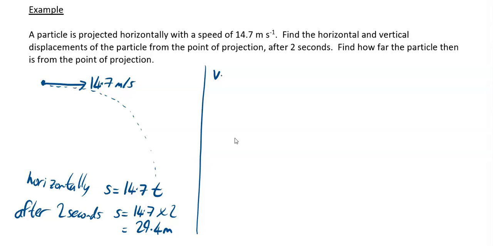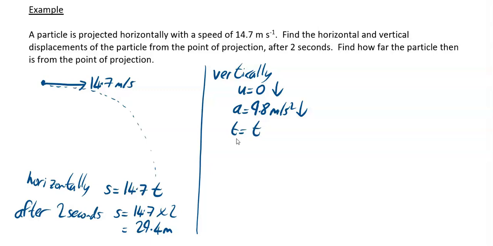Okay, vertically. If we look vertically, there's no speed vertically. So vertically, my initial velocity is 0, and I'm going to say anything going downwards is positive. So my u is equal to 0. My acceleration is the acceleration due to gravity, so it's 9.8 meters per second squared downwards. And my time is just t again. And we're going to find our displacement.